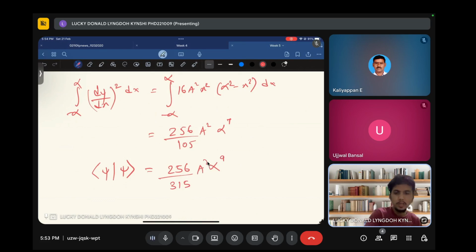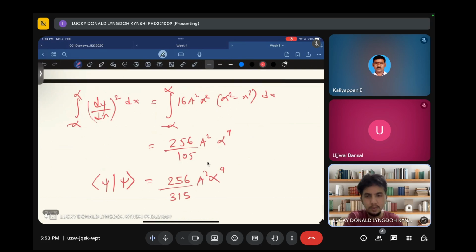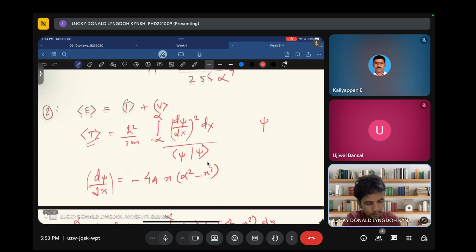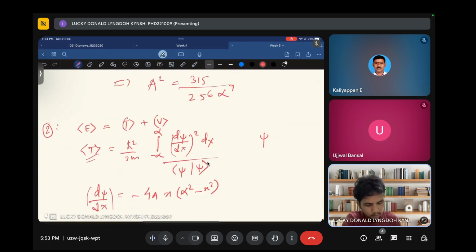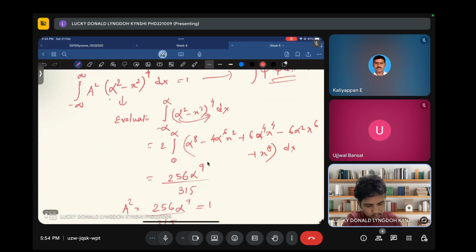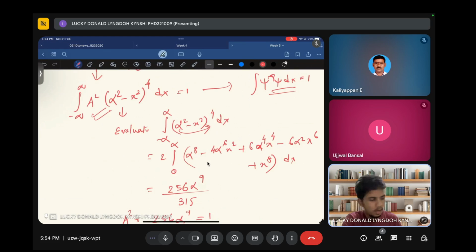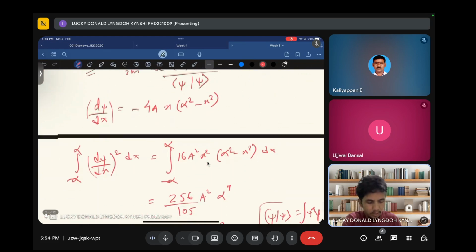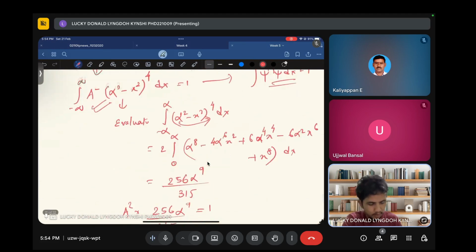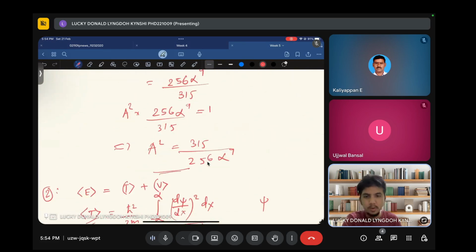So how do you get this? Again, you just integrate psi star psi, and you put the value of this psi, which is already given to you here. And you put the value of a square also. A square you already got here. This term, what is the a square value? Yes, you got the term, and you can just substitute it.